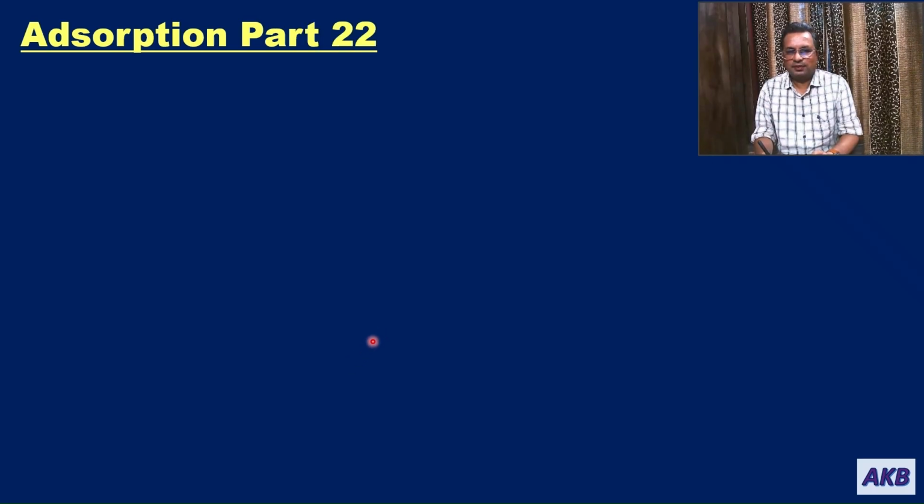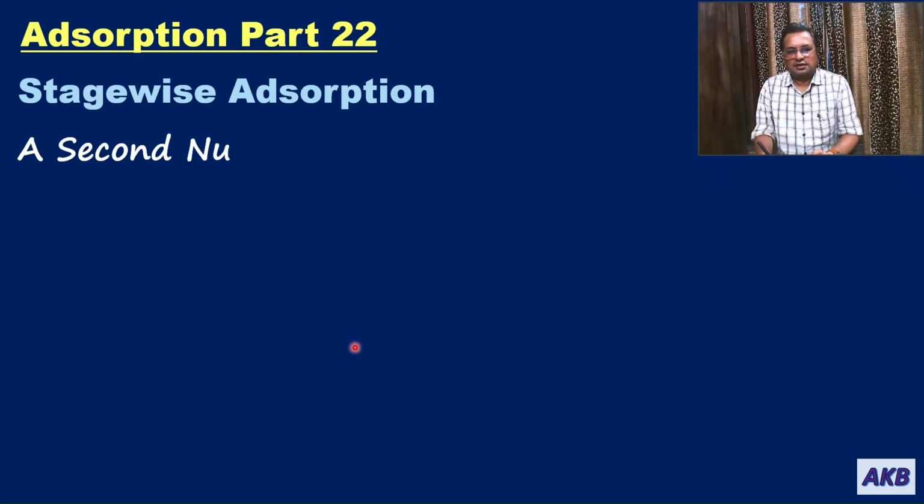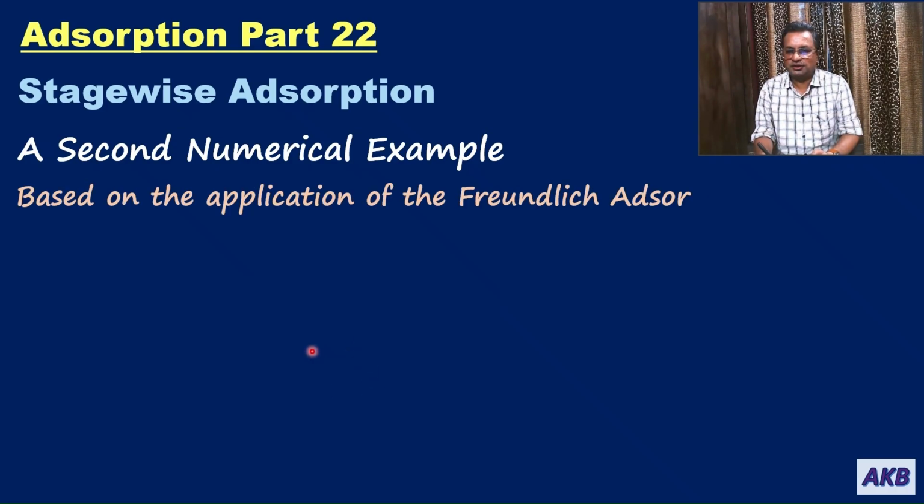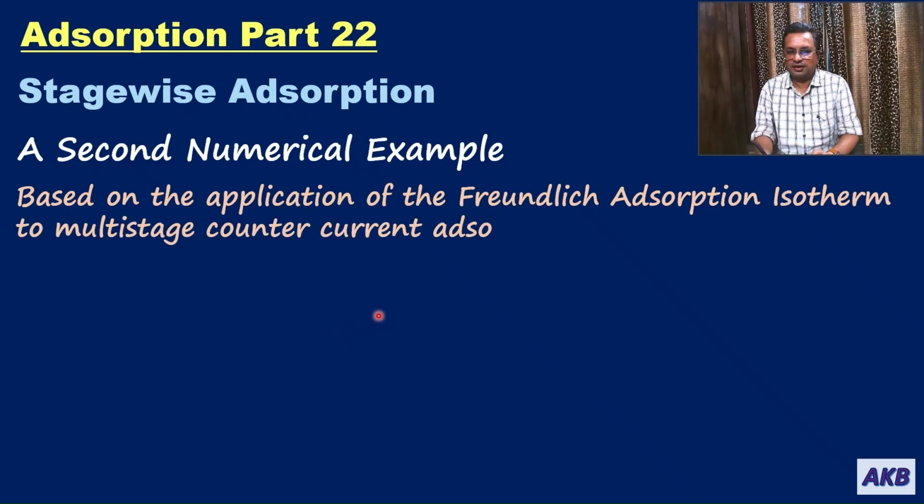In the 22nd part of my discussion on adsorption, I will be discussing a second numerical example that is based on the application of the Freundlich adsorption isotherm to a multi-stage countercurrent adsorption operation. Why is this the second numerical? The first one I had discussed in part number 21, the previous video on this topic.